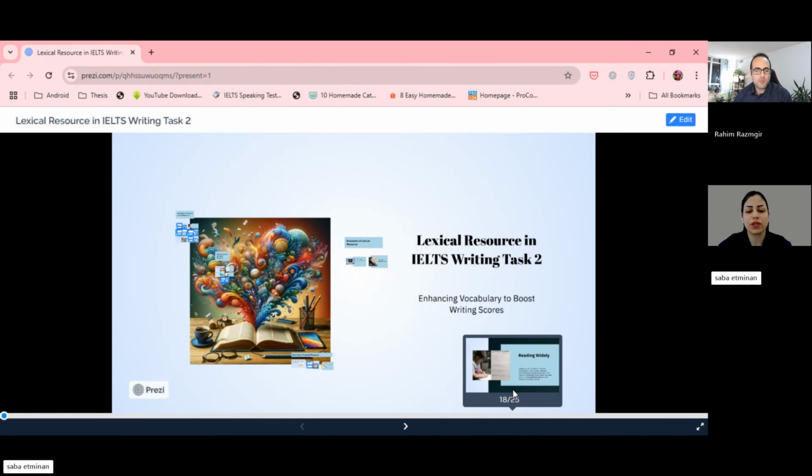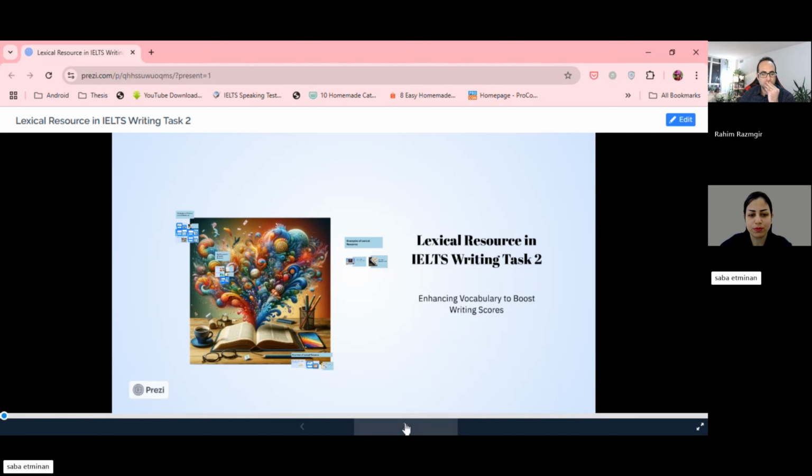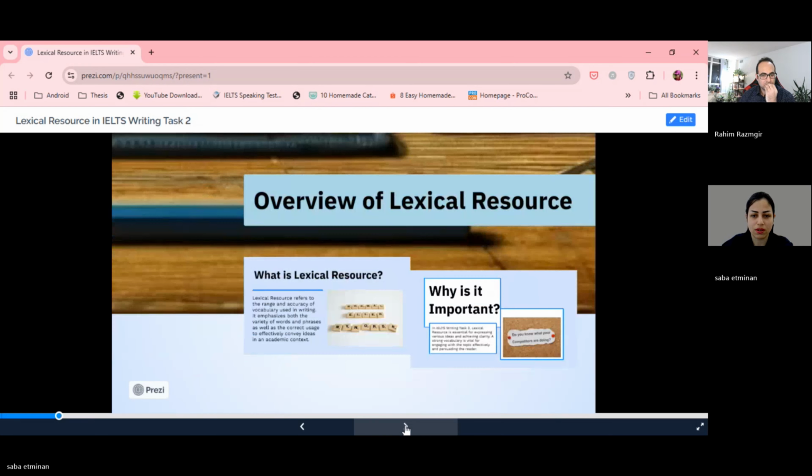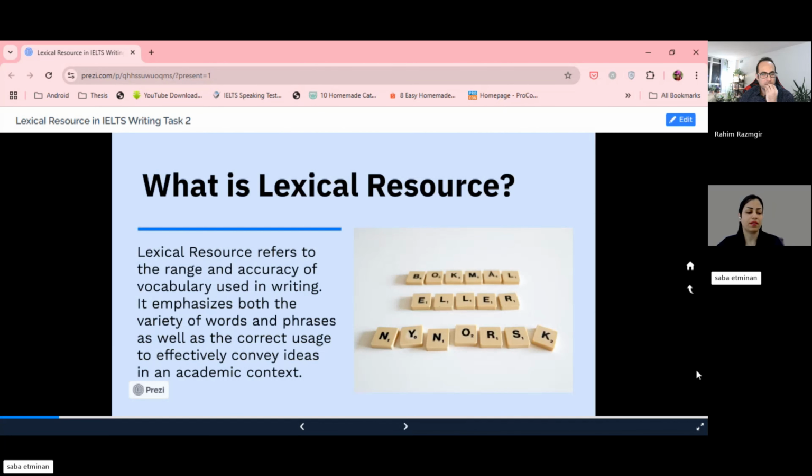So, lexical resource in IELTS writing task 2. Let's start as usual with this topic: what is lexical resource? Lexical resource refers to the range and accuracy of vocabulary used in writing. It emphasizes both the variety of words and phrases as well as the correct usage to effectively convey ideas in an academic context. So again, accuracy is important for us, and the range.